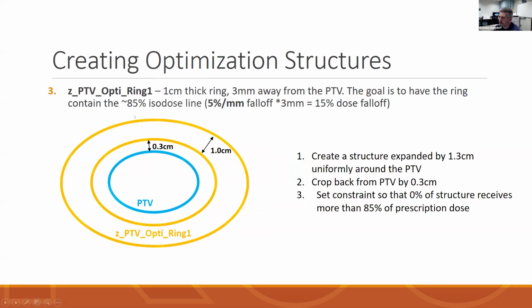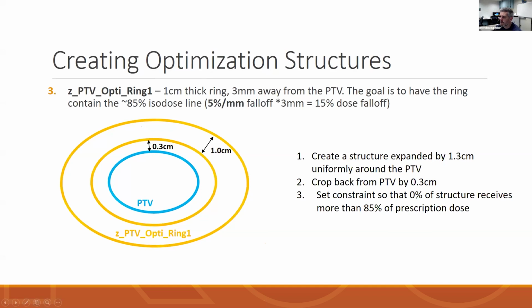Next, we'll go over a few ring structures. Ring structures help confine the dose to be only around the PTV. Basically, we're trying to limit how much dose is spilling outside of the PTV. The way that we create these rings is based on, again, the principle of our fall off around the PTV. So the first ring is called the ZPTV Opti Ring 1. This is a 1 cm thick ring that's 3mm away from the PTV, and the goal is to have this ring contain the 85% isodose line.